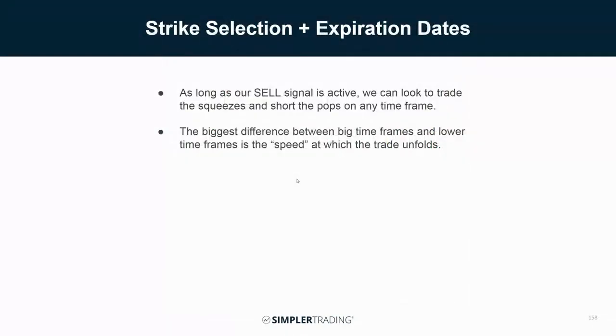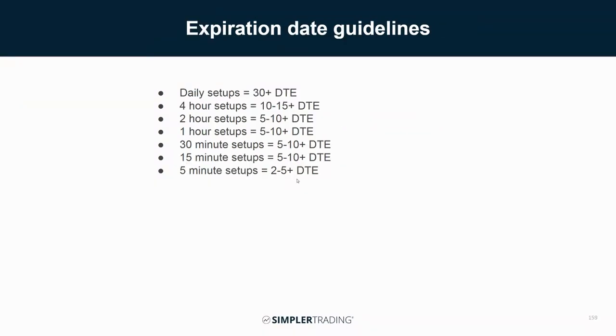So as long as we got that pretty red arrow or our red label, sell signal's active, we can look to work those two trades, getting short inside the squeezes or short in those rallies at the 21 EMA, and we can do it on any time frame. Of course, the biggest difference is your 5-minute chart is going to move a heck of a lot quicker than your daily chart. Same expiration date guidelines, guys. Same things for the shorts.